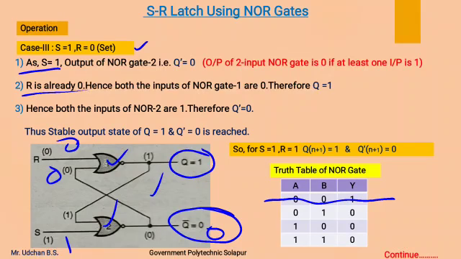Hence, as Q is 1, both the inputs of NOR gate 2 are 1. Therefore Q complement will become 0. For 1 1, the output is 0. Thus stable output state of Q equal to 1 and Q complement equal to 0 is reached. Therefore for S equal to 1 and R equal to 0, we get Q as a 1 and Q complement as a 0. Therefore this output state is named as a set state.